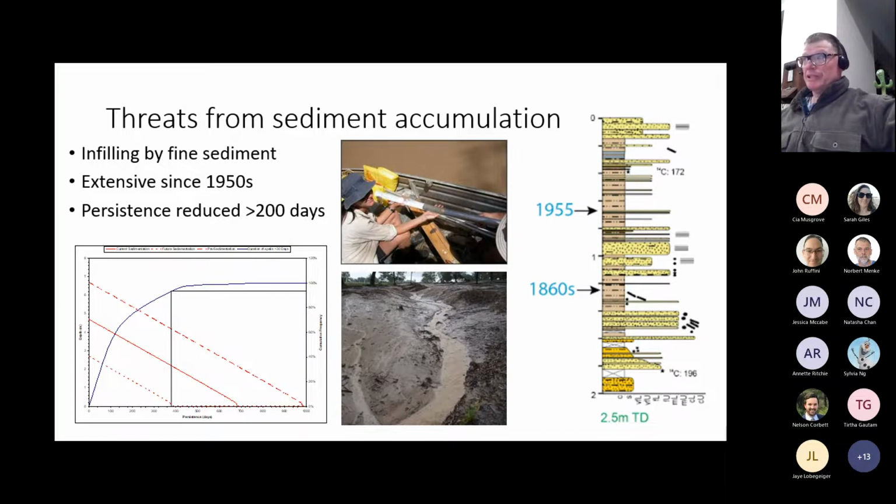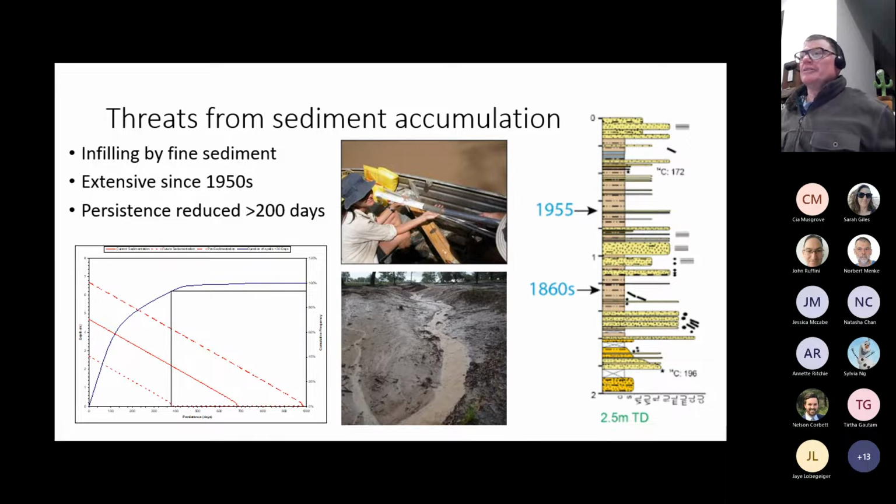I mentioned sediment accumulation. We've done a bit of work on this, but a lot more is needed to understand what's going on. But in this study that we did in the Moonie River, we found extensive accumulation of fine sediments since the 1950s that had reduced waterhole persistence for some of the biggest, deepest waterholes in the system by over 200 days. We looked at before and after a 1 in 100-year flood through the system, and the 1 in 100-year flood didn't scour this sediment back out. It only took like a quarter or so of what had been deposited since the 1950s.